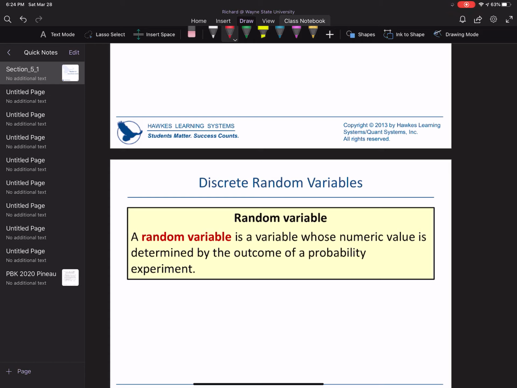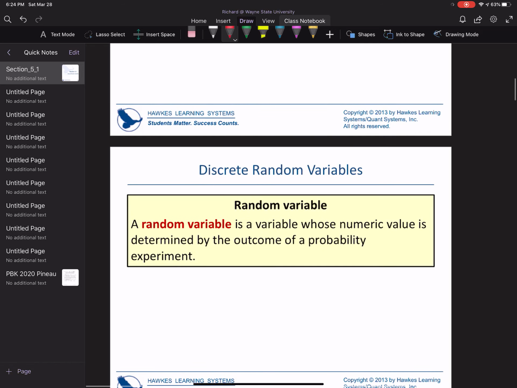So for now, a random variable is defined as a variable whose numeric value is determined by the outcome of a probability experiment. The typical variable we use is X. What we'll usually write is, let the random variable X be the rolling of a six-sided die, for example. Or, let X be flipping a fair coin. So that's how we define this random variable X.